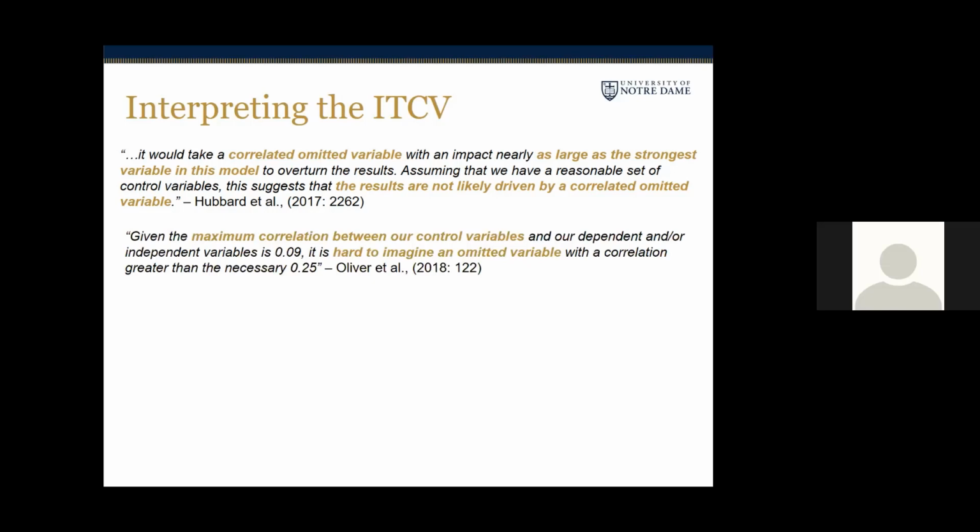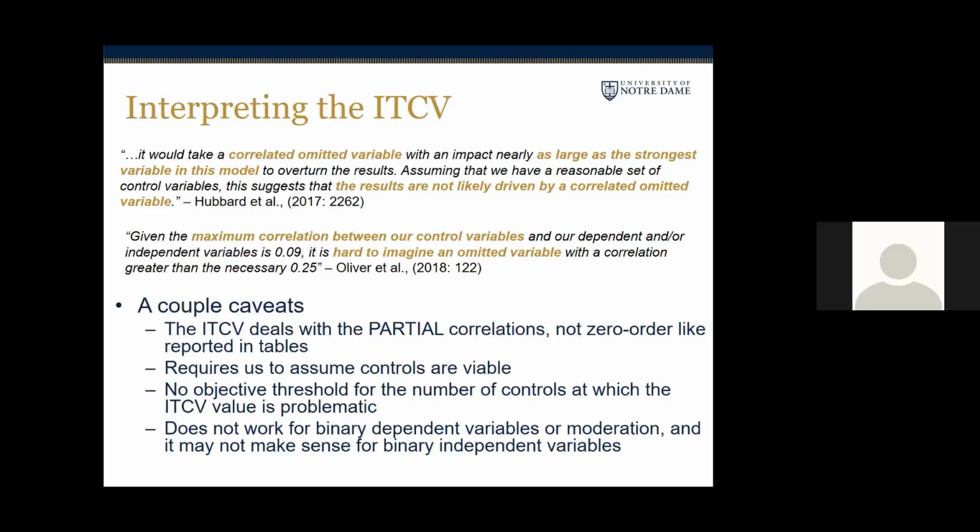And then shortly thereafter, Abby Oliver and myself and Ryan Krause had a paper also in SMJ where we said basically the same thing. Look, the ITCV is 0.25. The strongest control we have is 0.09. So the correlation with the IV and the DV is 0.09. So it's hard to imagine that there's something this large. And almost uniformly, this is how people have interpreted the ITCV.